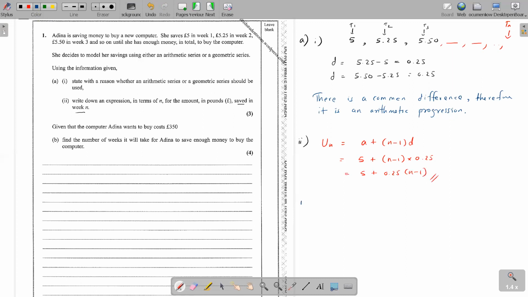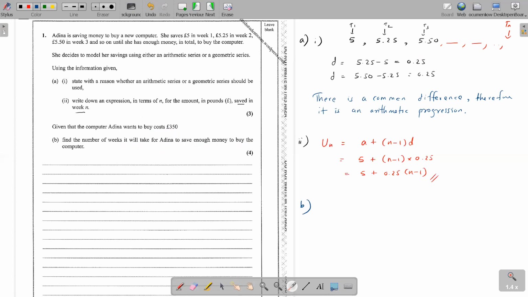Okay, so let's move on to part B. Given that the computer Adina wants to buy costs £350, find the number of weeks it will take for Adina to save enough money to buy the computer. So she's saving money every week, and at the end she's going to add up the money, and the total should be enough. It should cover the 350.